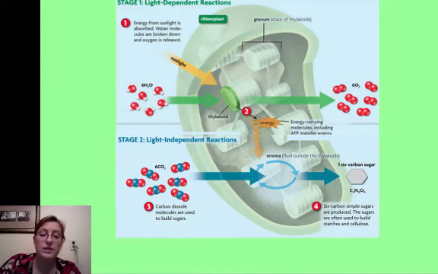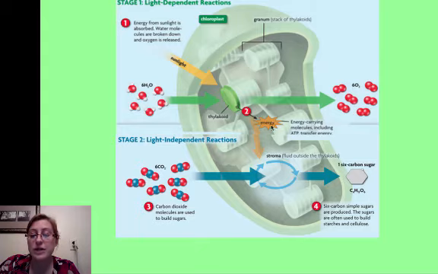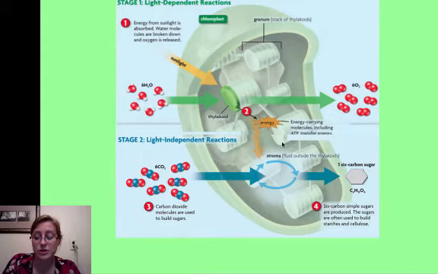So now we're going to move on to stage 2. So quick recap, we took in water and sunlight. We generated some energy and some electron carriers from that, and we gave off oxygen as waste. So now what are we going to do with those electron carriers? We're going to feed them into stage 2.